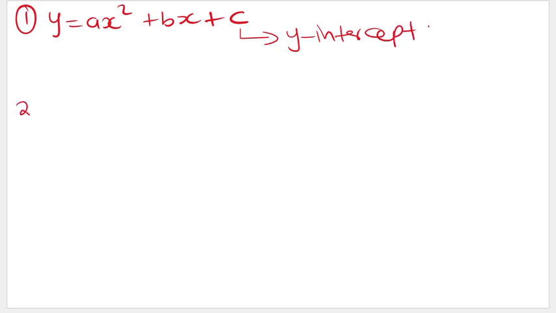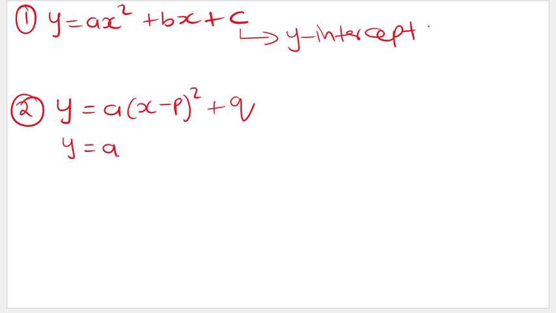The second form that I'm going to talk about is the turning point form. On this one we have y equal to a(x minus p) squared plus q. So this can be written as this, or you can also write it as y equal to a(x plus p) squared plus q. This p and q are the coordinates of the turning point. Same, p and q represent the coordinates of the turning point.